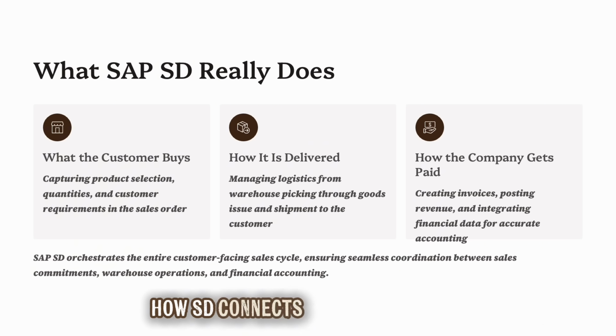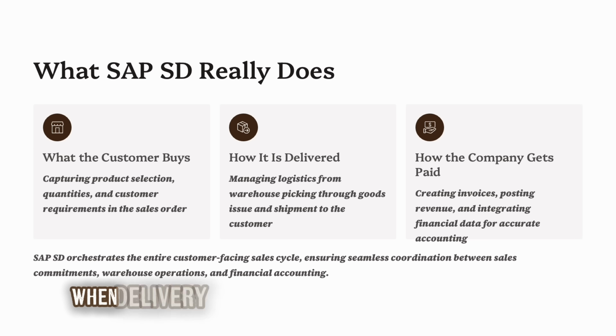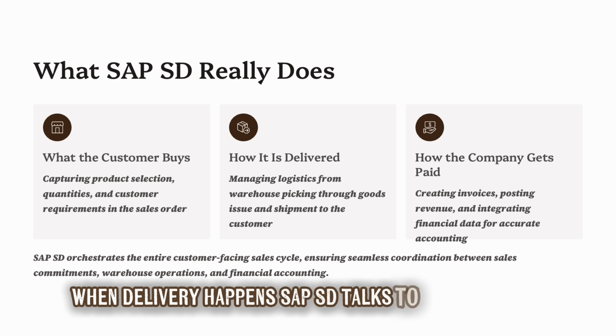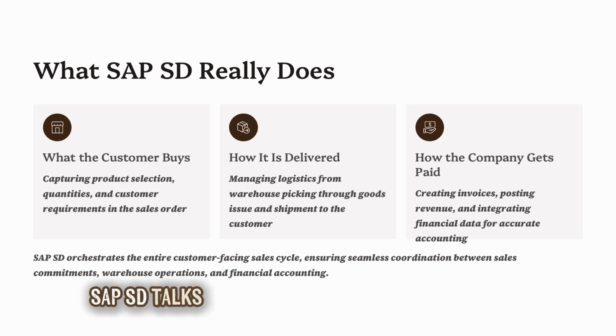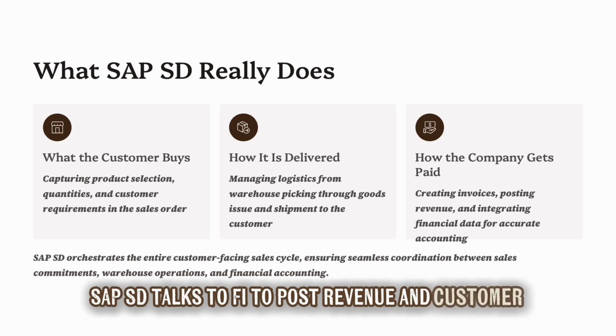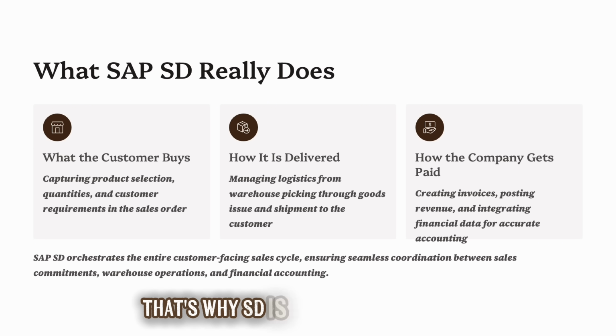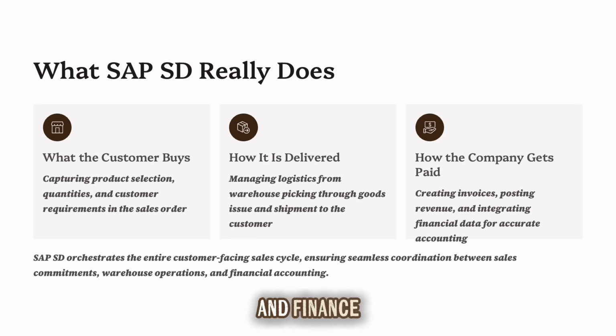How SD connects to other modules. When delivery happens, SAP SD talks to MM to reduce stock. When billing happens, SAP SD talks to FI to post revenue and customer receivables. That's why SD is always in the middle. It connects sales, logistics, and finance.